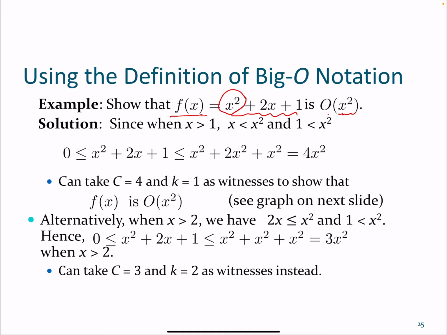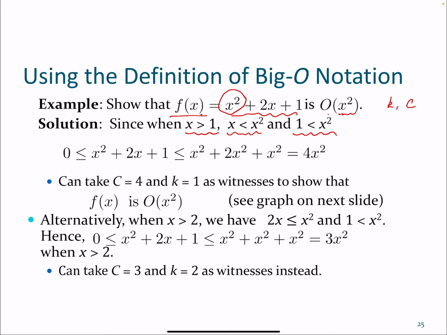So how can we prove that? A practical way to find k and c is to keep trying different numbers. Let's first try k equal to 1. When x is greater than 1, it's easy to see that x is smaller than x squared. When the value is greater than 1, the value x is always smaller than x squared. It's very common. And also x squared is greater than 1 too.